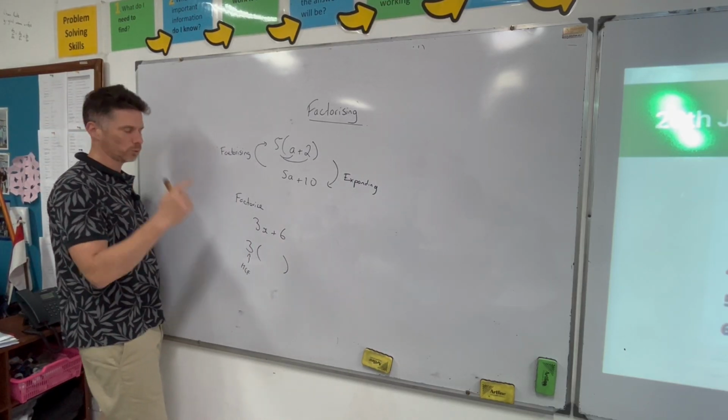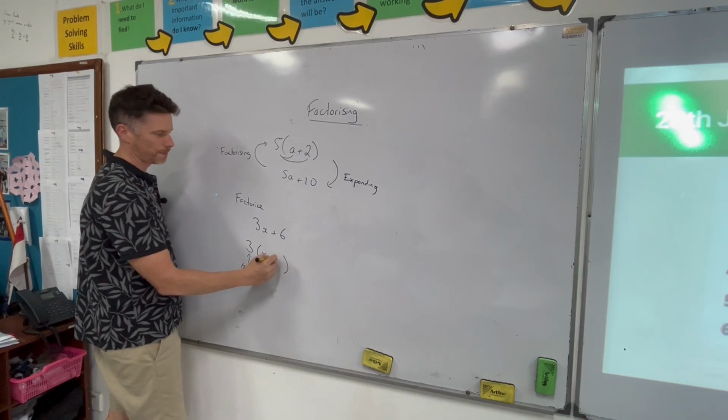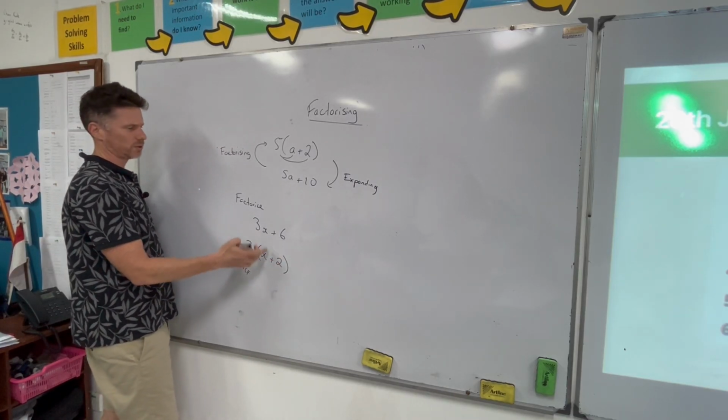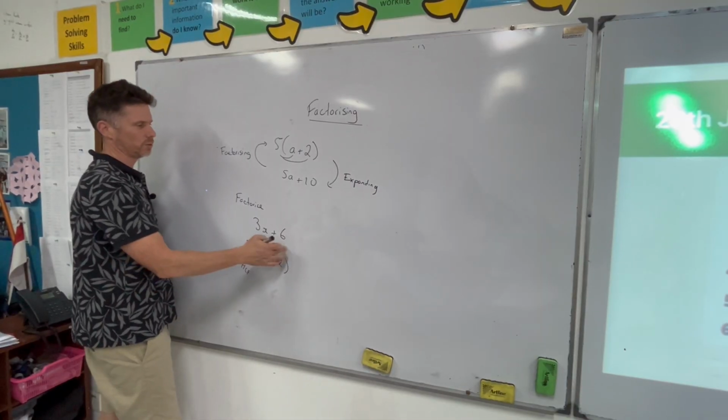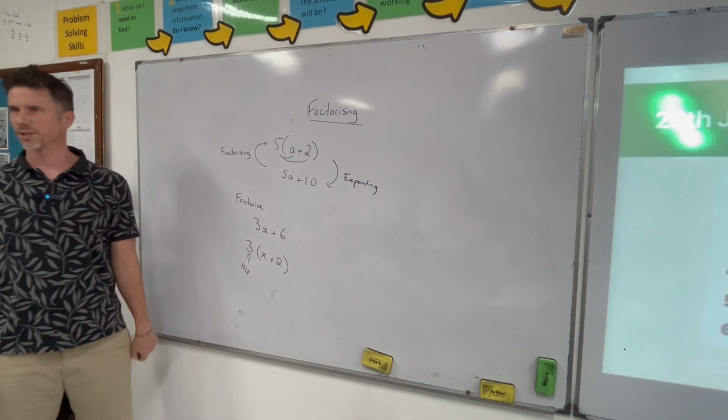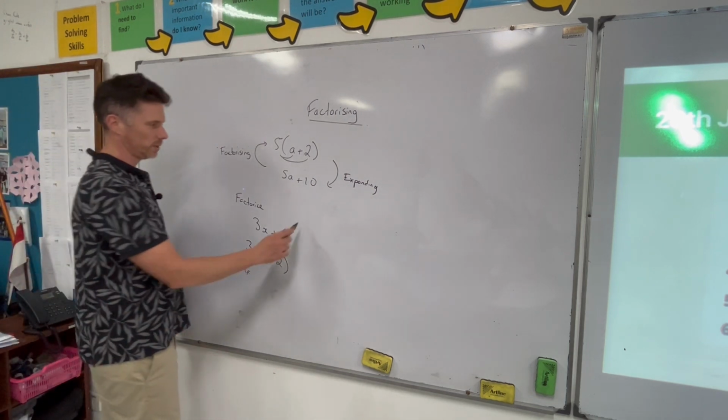You can think about it the opposite way. What multiplies to make this, correct? x times 3 gives 3x, and 3 times 2 gives 6. So 3 can divide into both of these numbers. Yeah? Let's do another one.